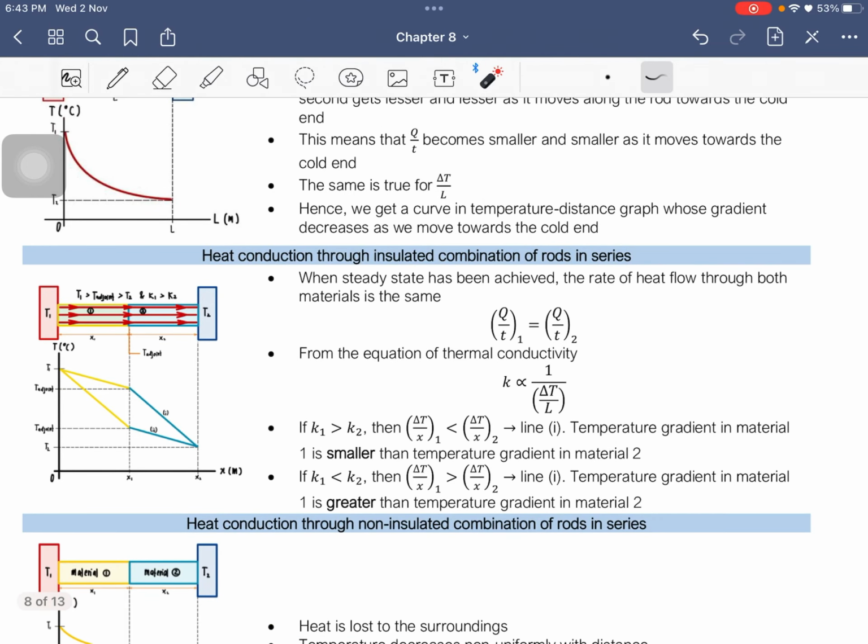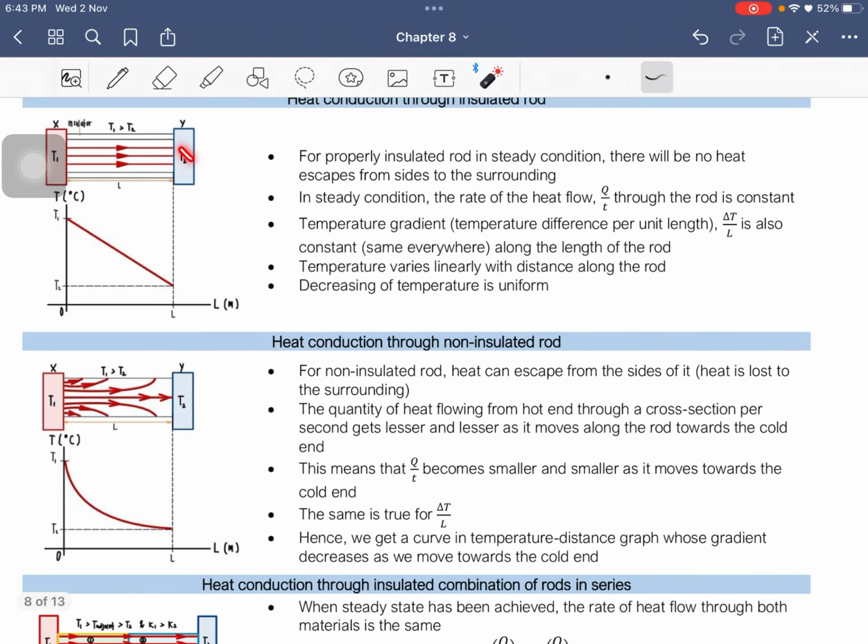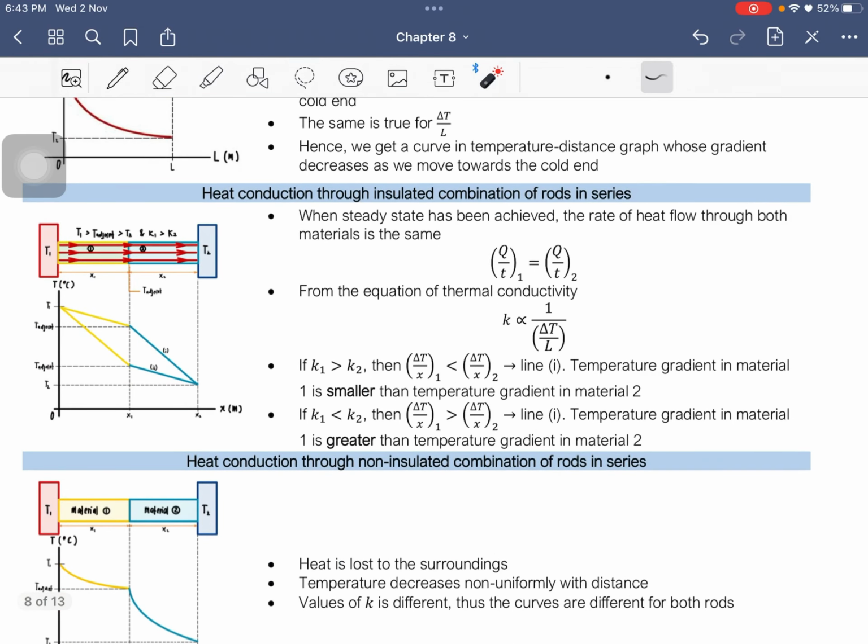Okay, now let's look at the insulated combination of rods in series. The one earlier was one material. Now there are two rods. So when there is steady state, the rate of heat flow going through these two materials will be the same. So that's why we put it that way.